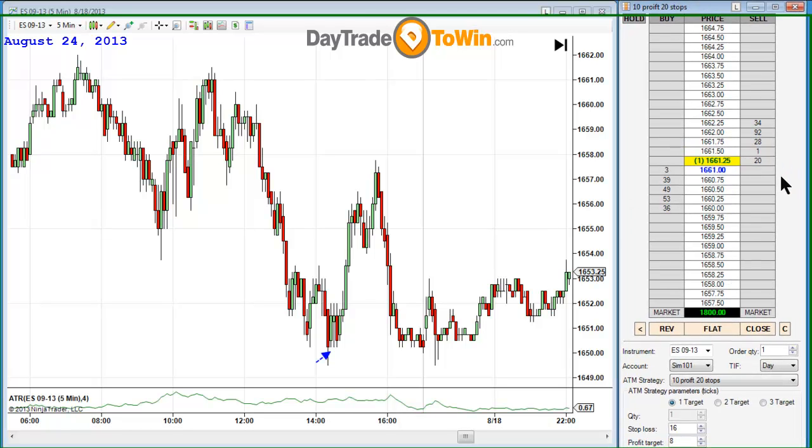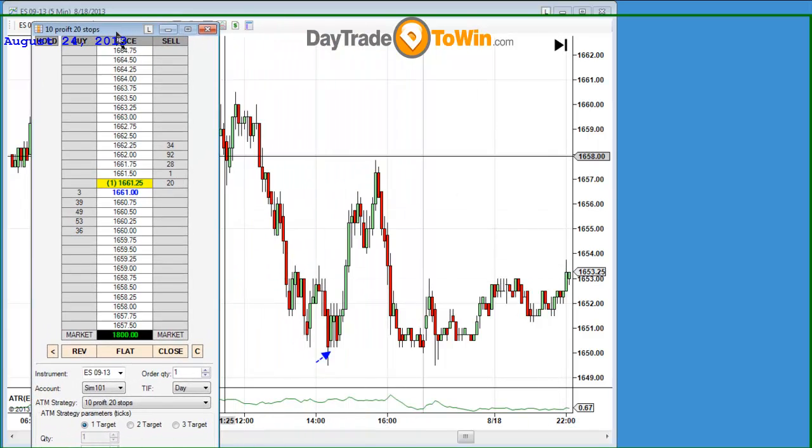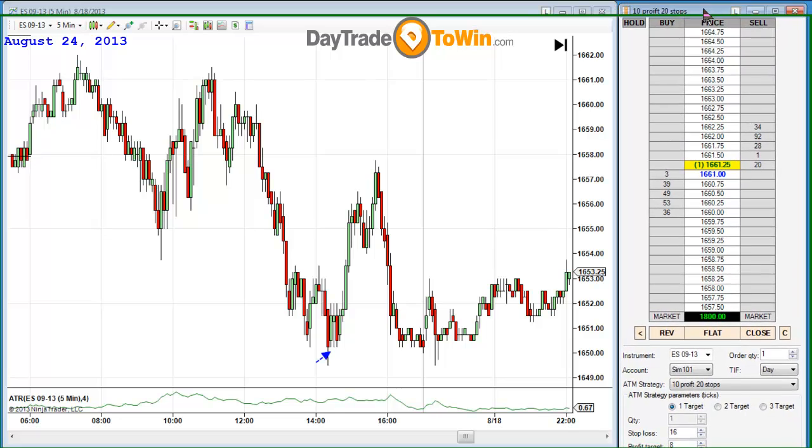This is the way I like to have my DOM on the right because it's as close as you can to the most recent chart, instead of putting it like this, where you're looking at the most recent price and the DOM is here. I like to do it like so.